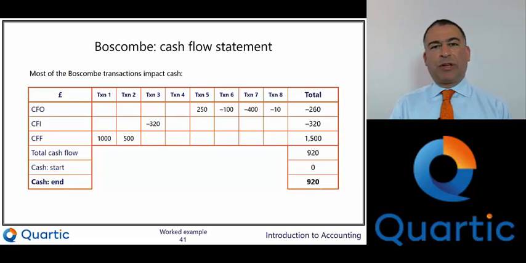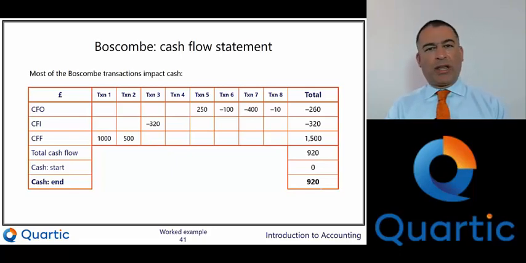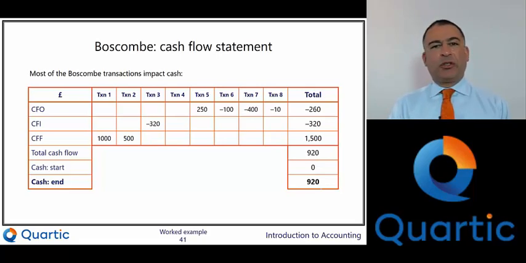Well, most transactions affected the cash flow statement. So transaction 1, so think about what we're doing here. We issued shares, that's CFF, positive CFF. Transaction 2, we borrowed money from the bank. That's also positive CFF. Transaction 3, we bought some equipment. That was CFI. It's an investing cash flow.